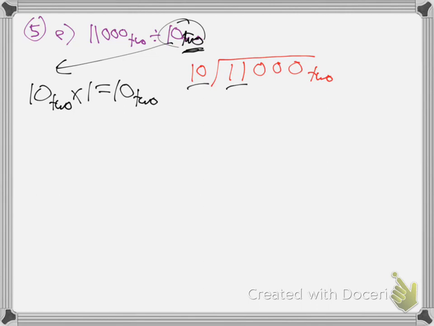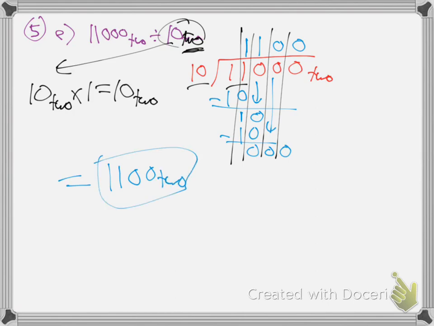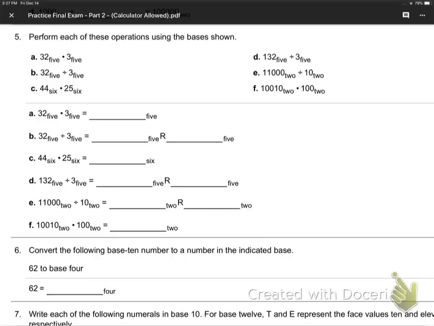1-0 goes into 1-1. Remember, line everything up. When it goes in there, one time. 1-0, subtract 1, bring down the 0. Goes in there one time, 1-0, bring down the 0, 0. Well, it's just all zeros, but you have to do zeros to the end of the number, remember. One, so the answer is 1-1-0-0, base 2.